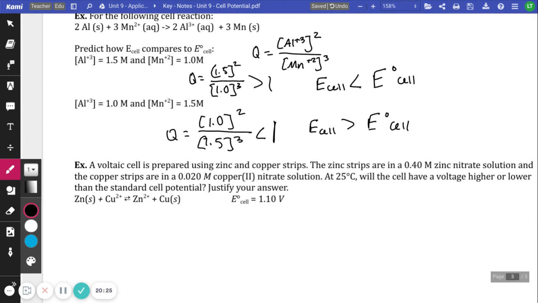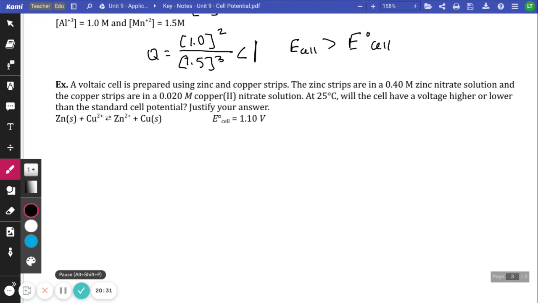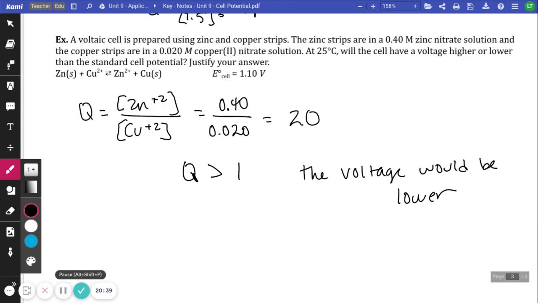Let's talk about this last one now. I actually want you guys to go ahead and try to look at this one and try to answer it, and then we can go over it. All right, so go ahead and try and answer this one.